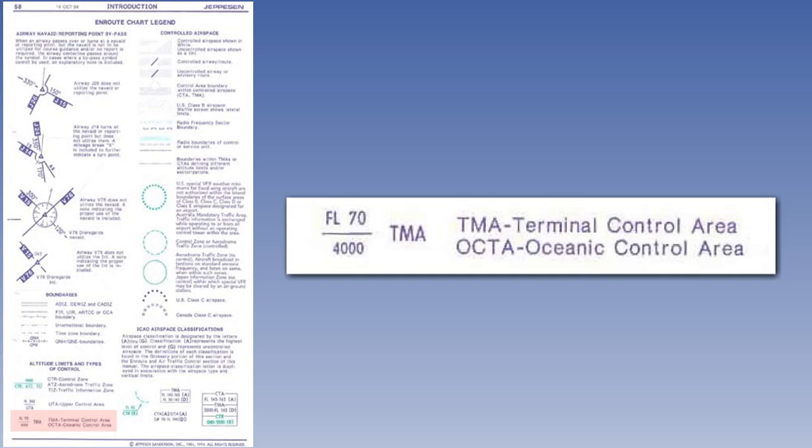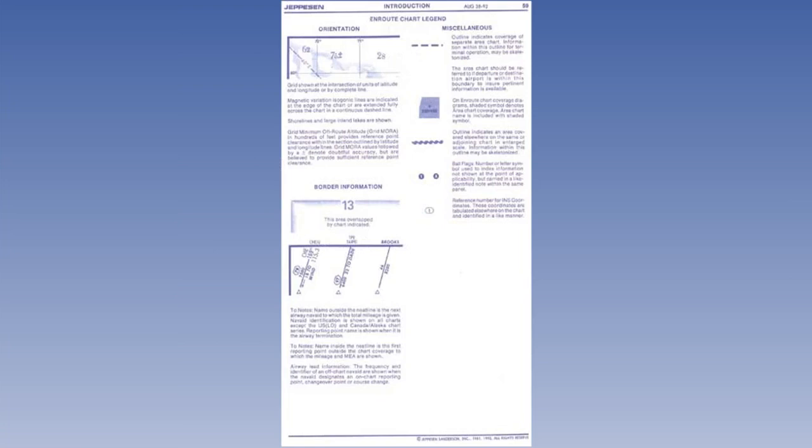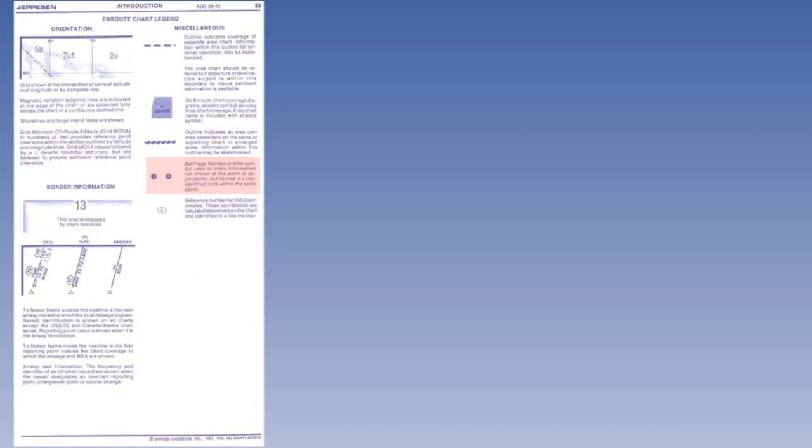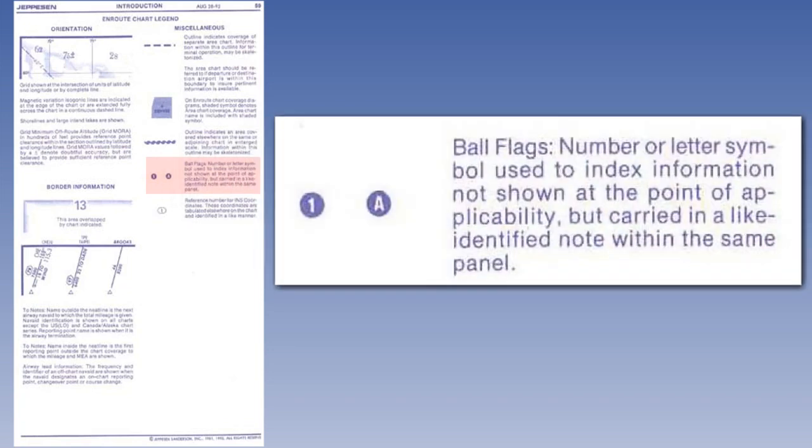Now turn to page 59. The information on many charts is highly congested, making it impossible to add explanatory notes in a particular area. In this instance, a system of ball flags is used. The ball flag is either numbered or lettered and is placed at the point of applicability. The number or letter can then be found somewhere in the same fold with an explanatory note.